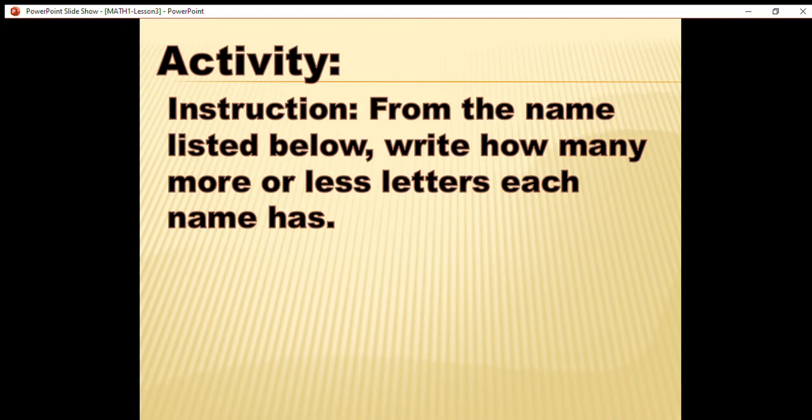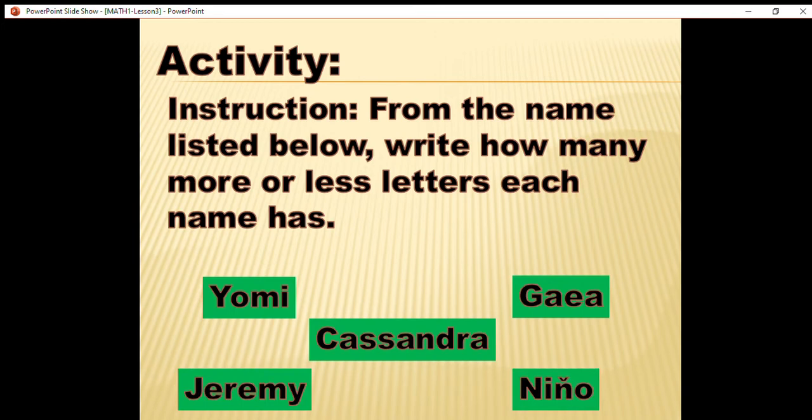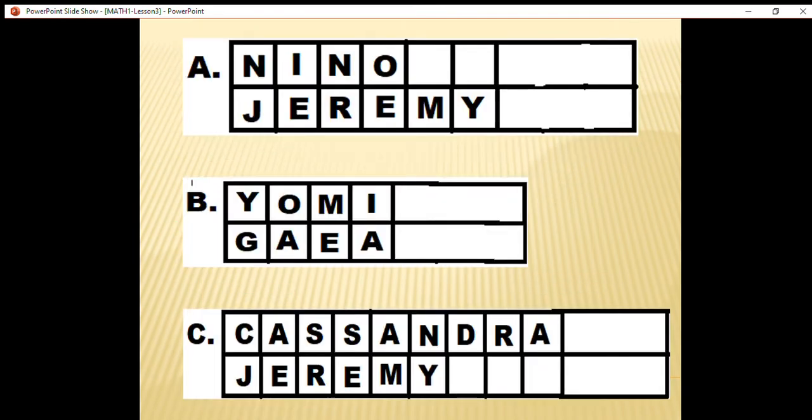So this would be our activity. The instruction will be from the names listed below, write how many more or less letters each name has. We have the names of Yumi, Cassandra, Gaya, Jeremy, and Nino. So let's have letter A. We have Nino and Jeremy. So which of the following is less? Okay, very good. Nino is less and Jeremy is more.